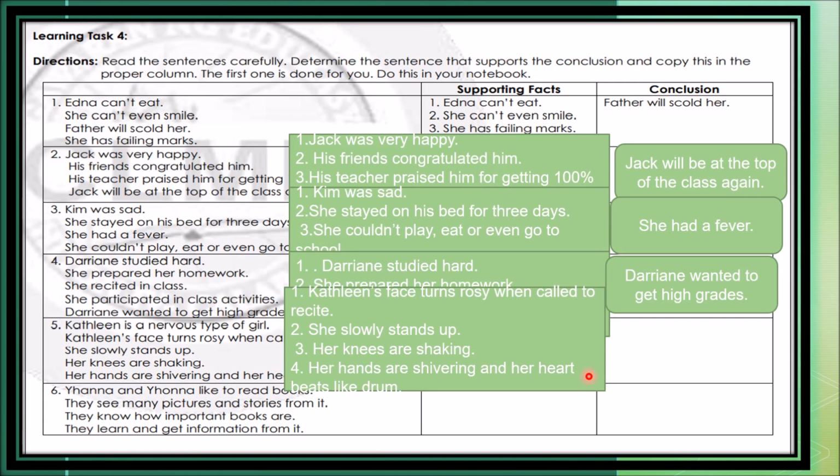the supporting facts here, Kathleen's face turns rosy when called to recite, she slowly stands up. Her knees are shaking, her hands are shivering, and her heart beats like a drum. So, what will be the conclusion? Okay, Kathleen is a nervous type of girl. Now, in this part, for number 6, you will be the one to answer. Okay, you have to choose the supporting facts here, and also you draw a conclusion here, right? The conclusion. Okay, good.